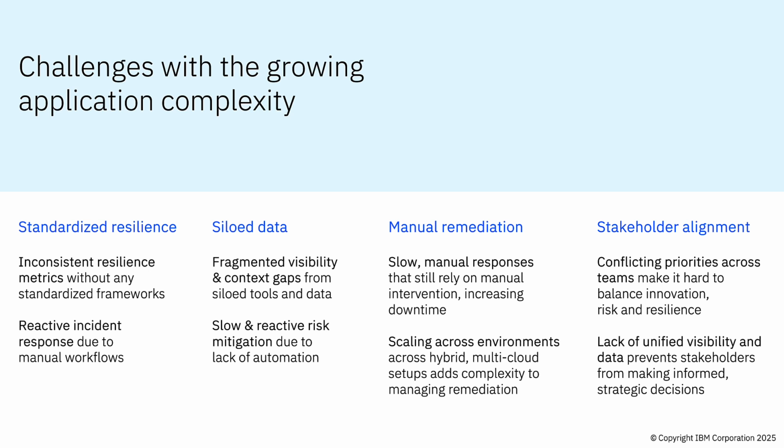The next problem is manual, fragmented remediation. Even when you know what's wrong, fixing it can be slow and complex. Issues often span multiple teams, requiring tickets, handoffs, and delays. The more teams involved, the longer it takes to resolve the problem.